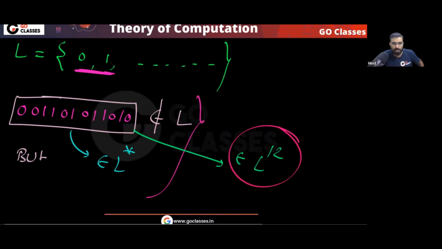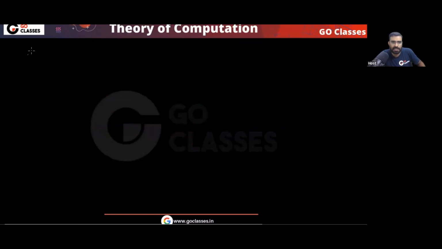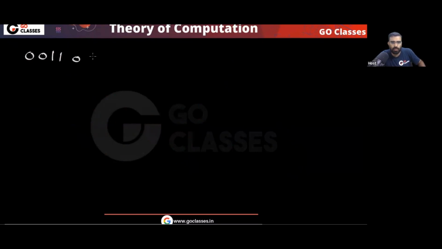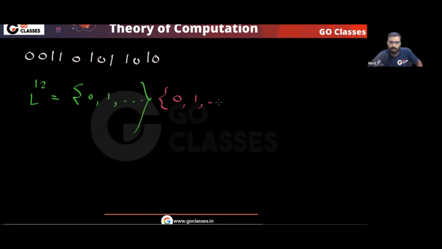Because to create this string, notice what you can do. You can take from the first L this, from the second L this, like this. I want to create this string 0, 0, 1, 1, 0, 0, 1, 0, 1, 1, 0, 1, 0. If you want to create this, you can find L power 12. In L power 12, you have this 0, 1, this is your L, and this is your L, and so on.